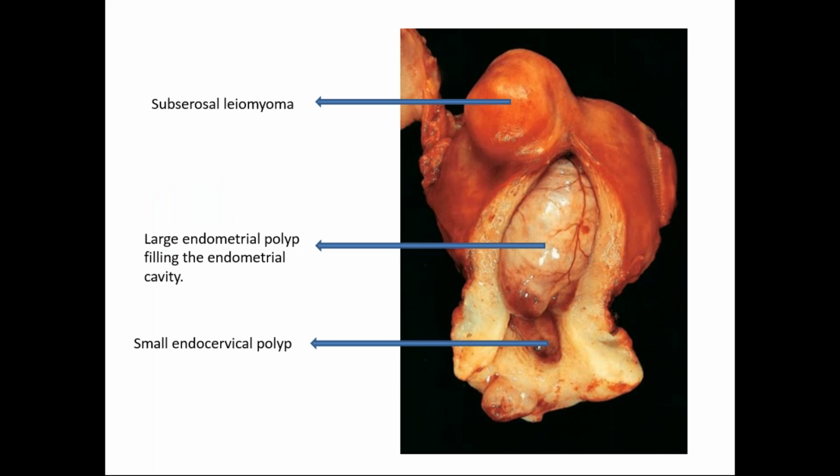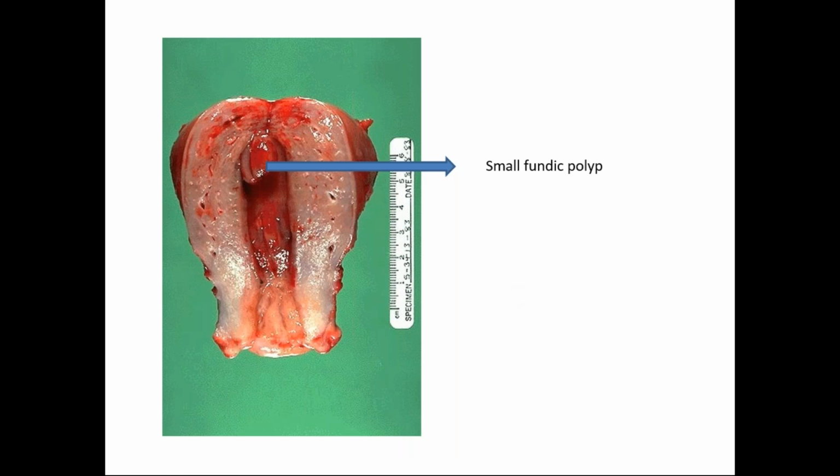So this is the beautiful picture given in Ackerman. This is a large endometrial polyp filling the entire endometrial cavity, and this is the small endocervical polyp projecting from the squamocolumnar junction in the cervix. And this is the subserosal leiomyoma. And this is the small polyp arising from the fundus part of the uterus.